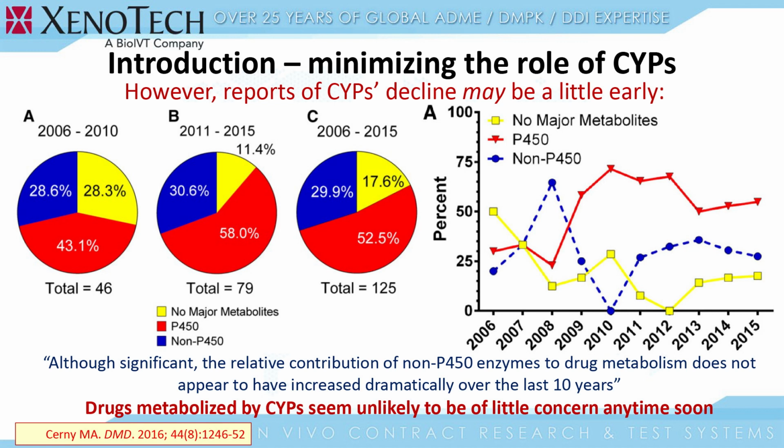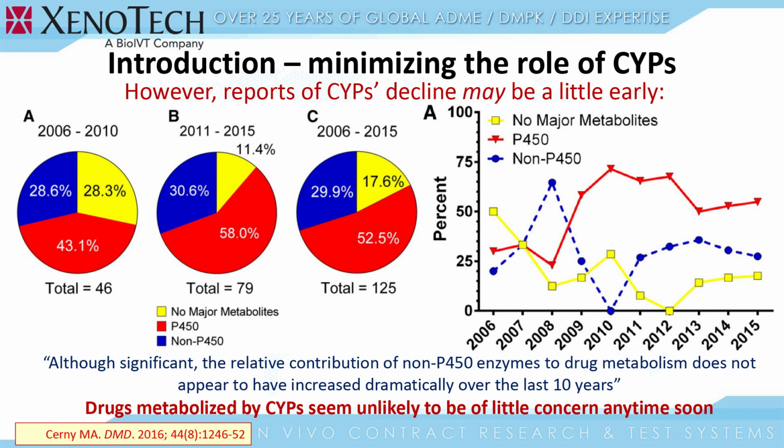Now, I would agree with Cerny that while, and he quotes, significant, the relative contribution of non-P450 enzymes to drug metabolism does not appear to have increased dramatically over the last 10 years. And drugs metabolized by CYPs seem unlikely to be of little concern anytime soon. Now, most of the reaction phenotyping studies that we conduct at CYNOTech, of course, tend to be focused on P450 enzymes. And the second major enzyme family that is the focus of reaction phenotyping studies that we get requests for would be the UGT enzymes.